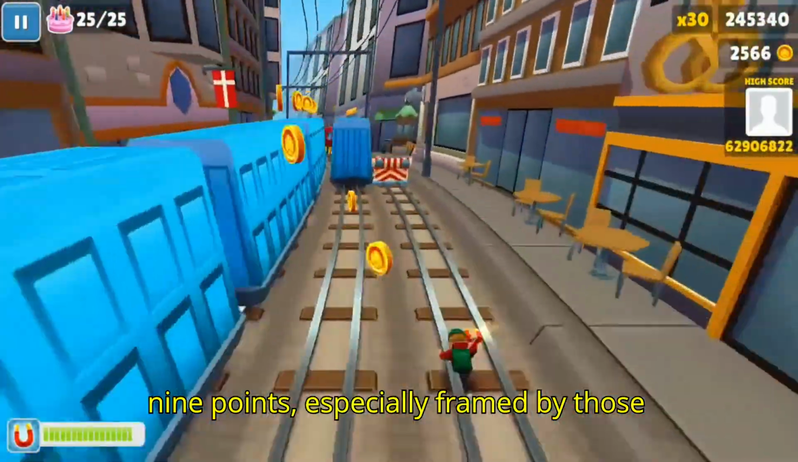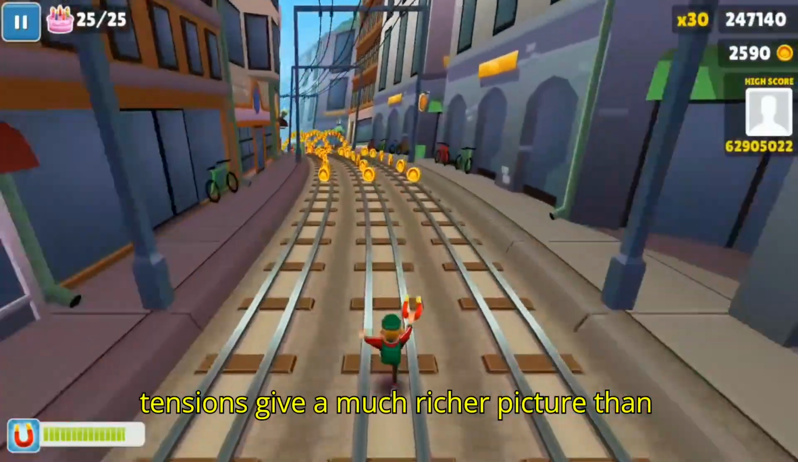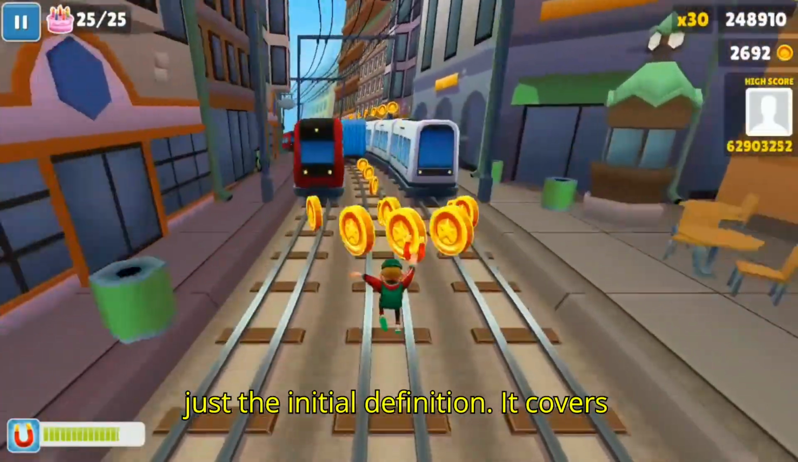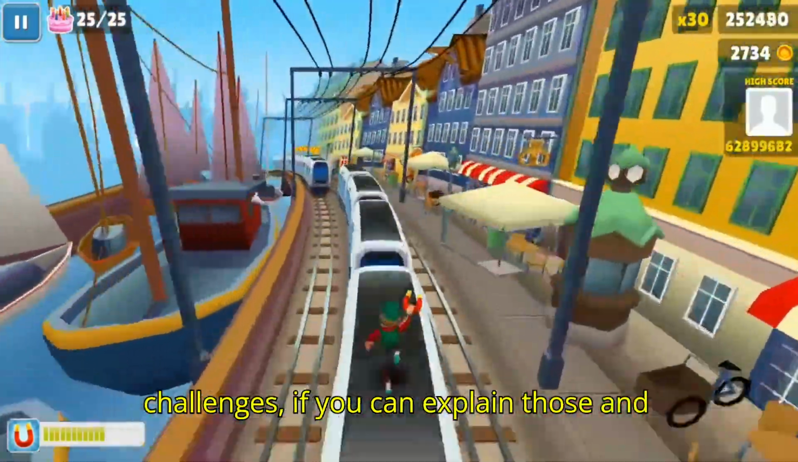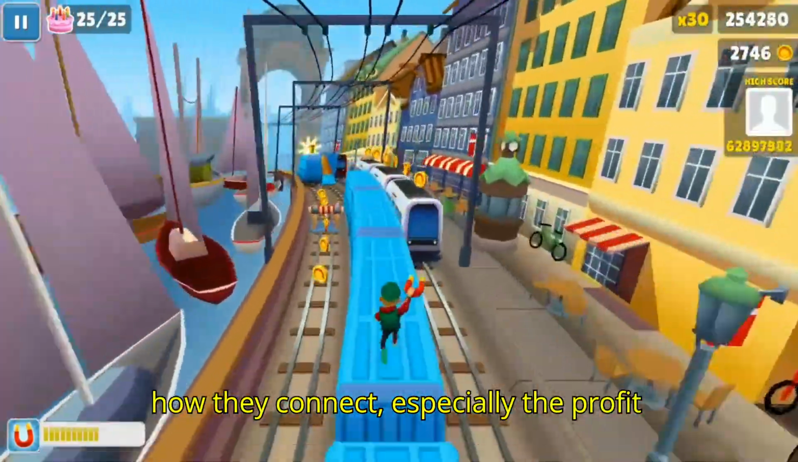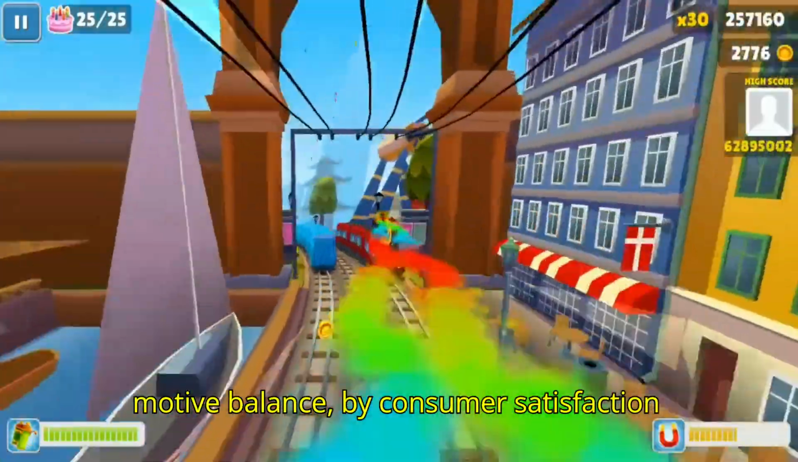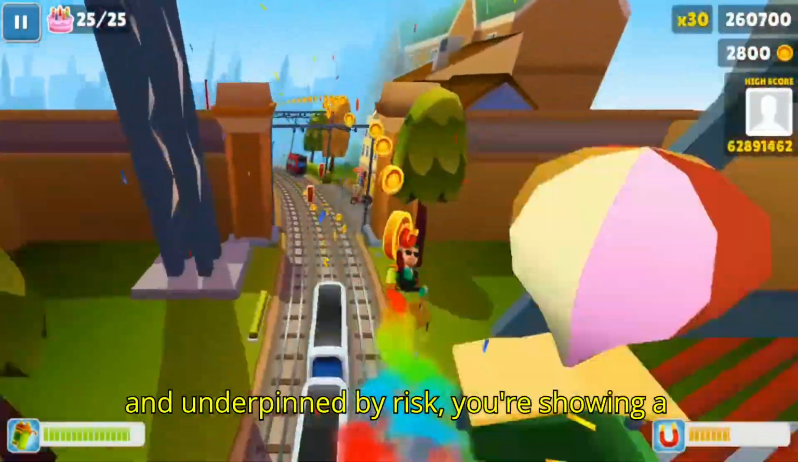Okay, those 9 points, especially framed by those tensions, give a much richer picture than just the initial definition. It covers the why, the how, and the inherent challenges. If you can explain those and how they connect, especially the profit motive balanced by consumer satisfaction and underpinned by risk, you're showing a solid grasp.